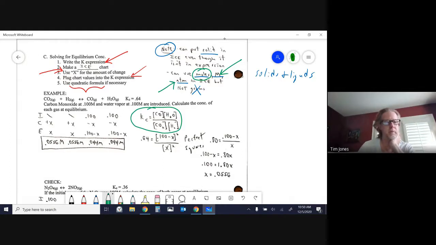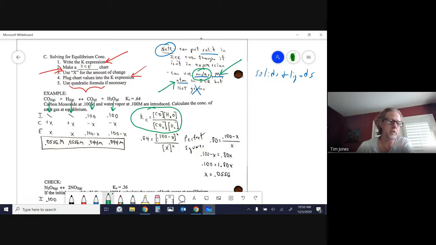Next, do your ice chart. Notice I lined my ice chart up underneath the reaction. If you don't do that, you'll have to write the reaction again, and I was just saving myself some time. So I lined it up so that my CO2 lines up here, my H2 lines up here, my CO lines up here, and my H2O lines up here.